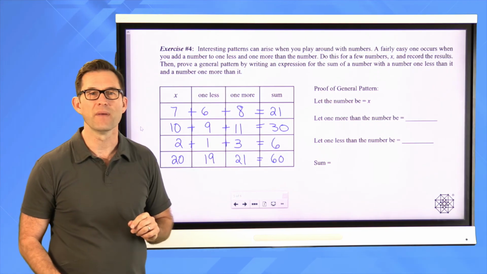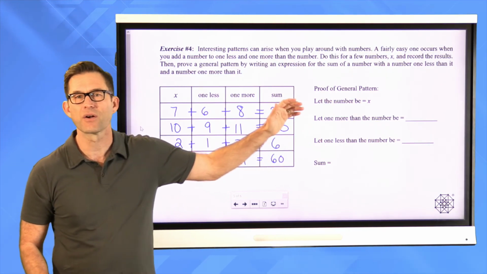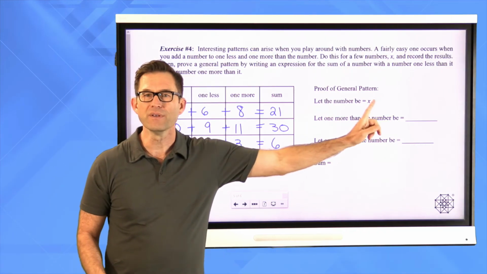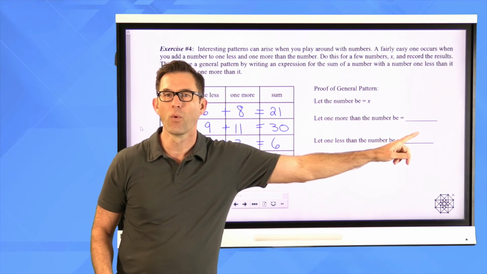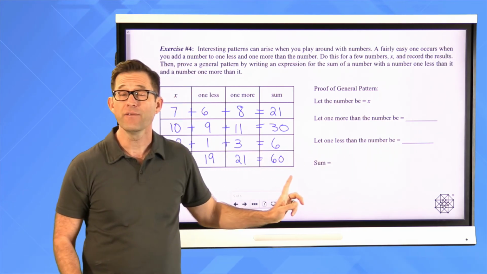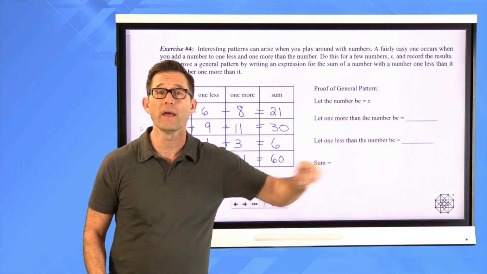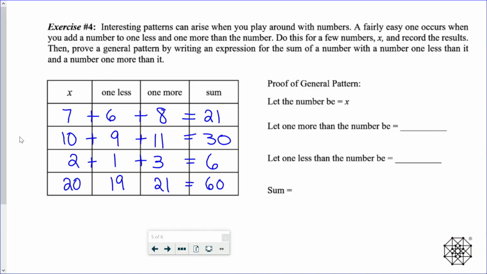Maybe you see it, maybe you don't, right? Let's actually kind of work it out here. What is the general pattern? Well, if the number is x, what I'd like you to do is fill in an expression for 1 more than the number, 1 less than the number, and then fill in an expression for the sum and simplify it. Pause the video now and go ahead and go through that.